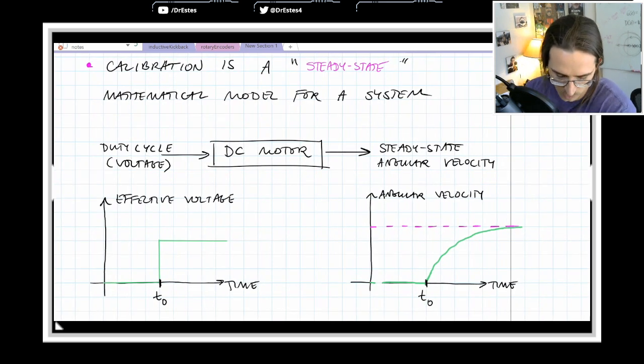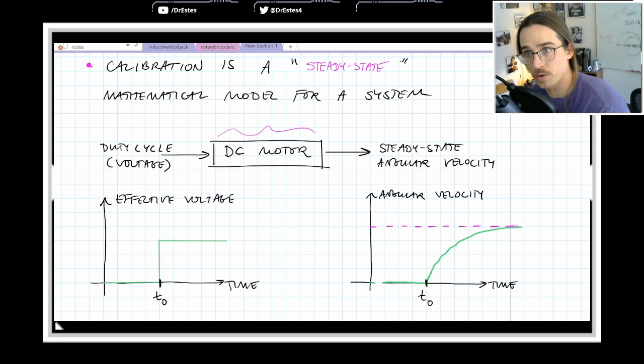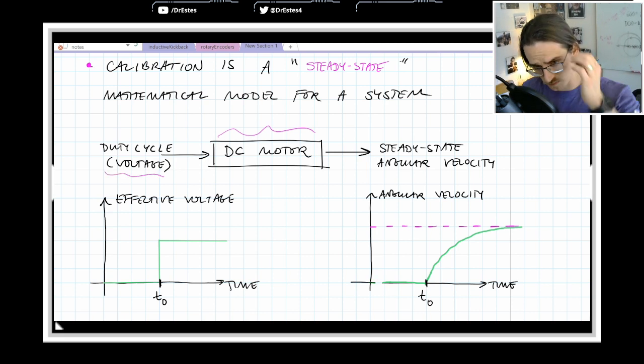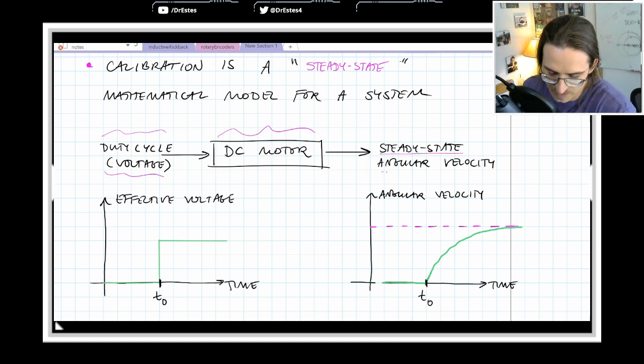Okay, so we've worked with 2 DC motors in this class. We have the little hobby motor that comes in your kit, and then this past week we worked with a slightly larger motor. But the principle is the same: you provide some voltage, and we're doing that by specifying the duty cycle, and we can command that with the Arduino. And we've been looking at what's the steady state angular velocity that results.